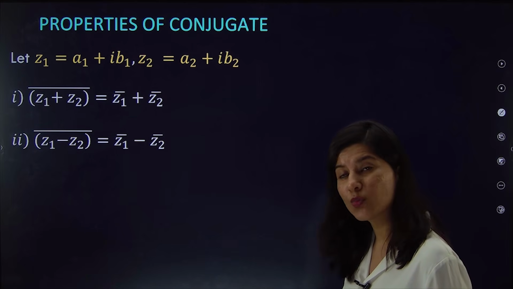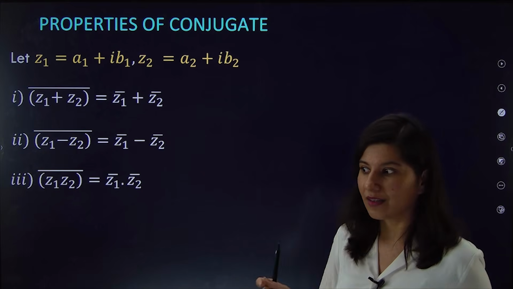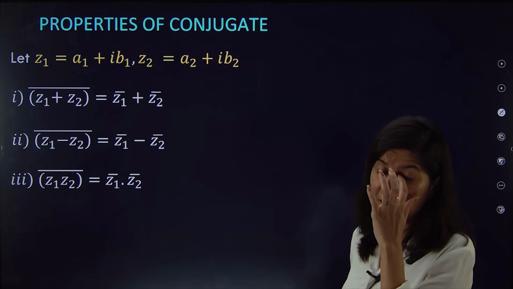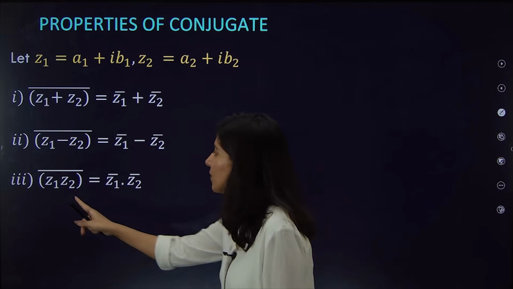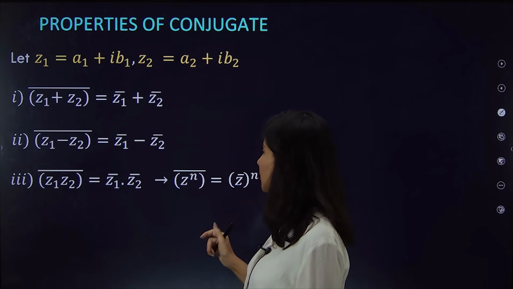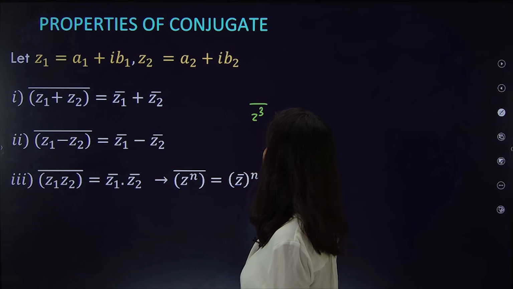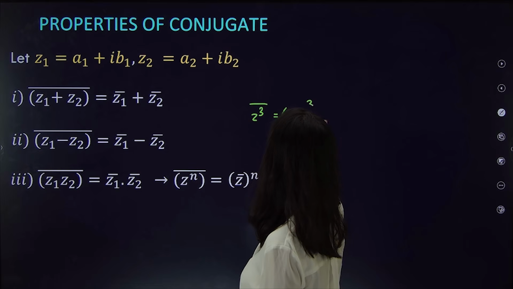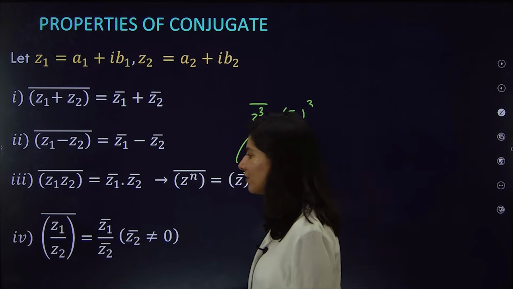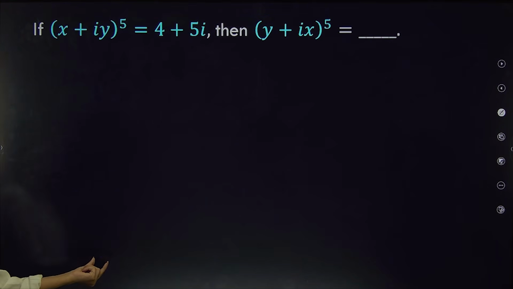Okay, now it is working in multiplication also. That means the bar is separable. Z1 z2 whole bar is z1 bar z2 bar. We will use a lot of properties like this. Also, this is very important: z raised to power n, for example z cube whole bar, is nothing but z bar whole cube. Okay. Next, we have the division property: z1 by z2 whole bar is z1 bar upon z2 bar.